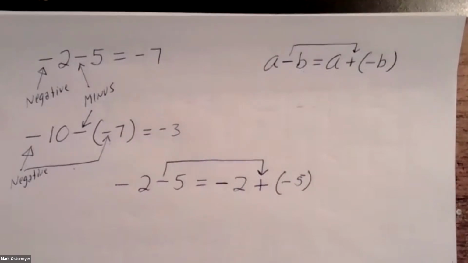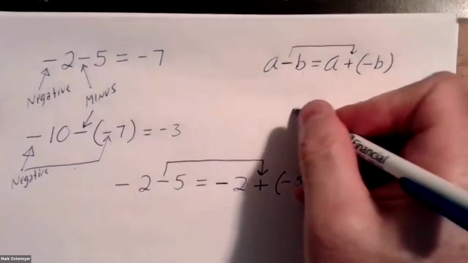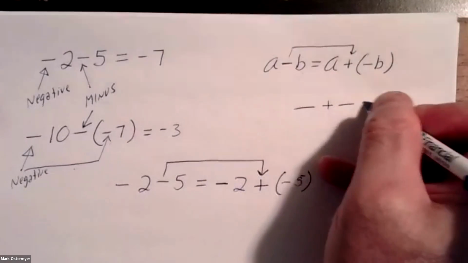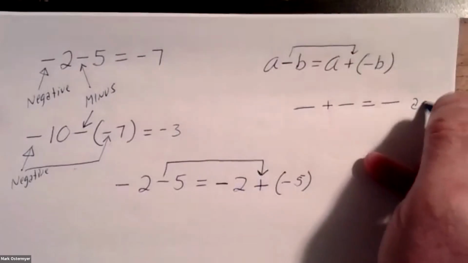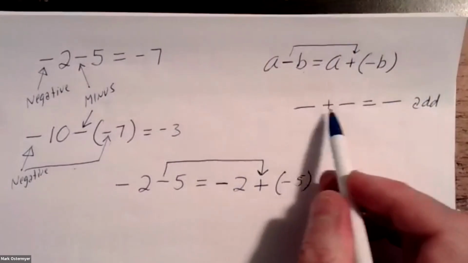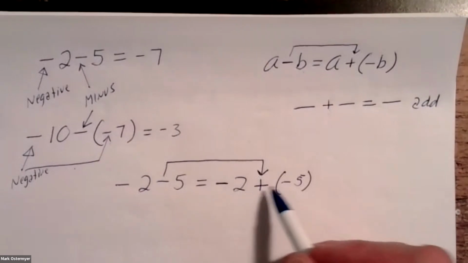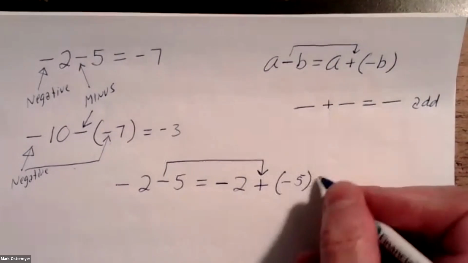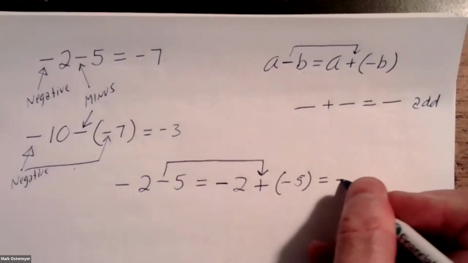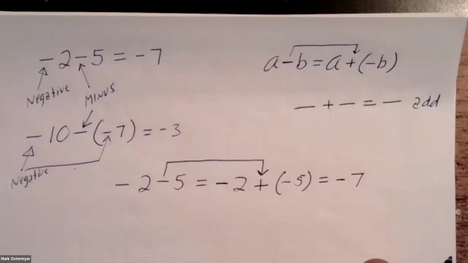All right, now, the way it works with signed numbers is a negative added to a negative is always a negative, and we always add the numbers together. So negative plus a negative is always a negative, and we add. So a negative 2 added to a negative 5 is going to be a negative what? What's 2 plus 5? Negative 7. Yeah. Okay.